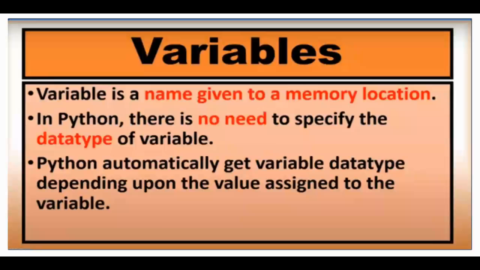Now, variables are what? Variables are the name given to the memory locations. As I have already explained in Python programming, whenever I write a program, it needs some data for processing, and to store that data, memory locations are used. These memory locations are given names to identify them in the program.